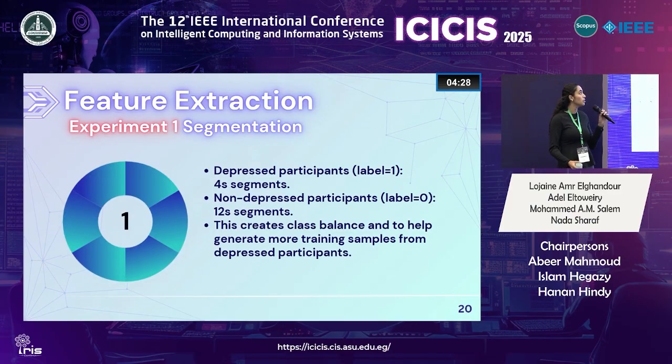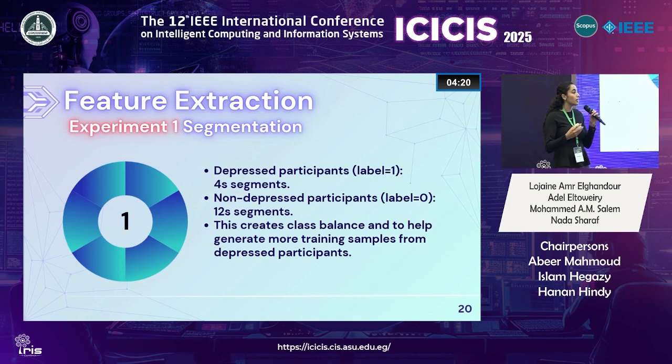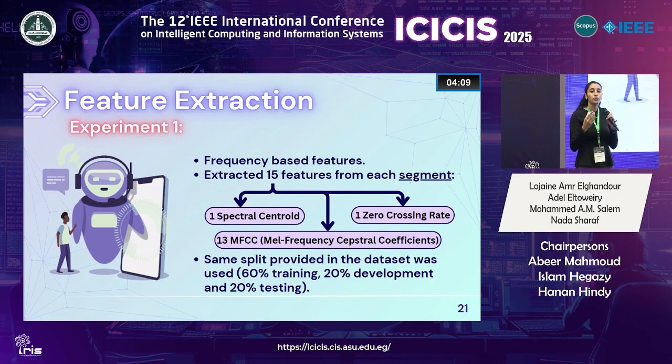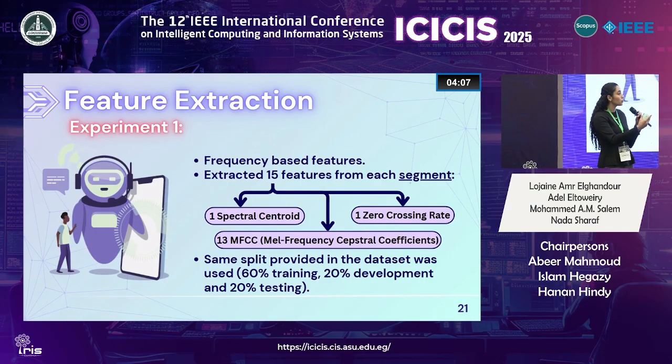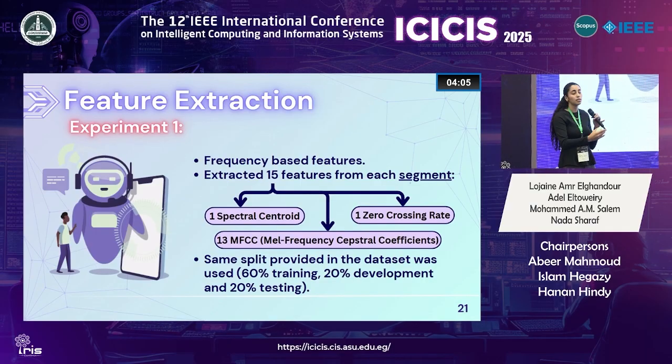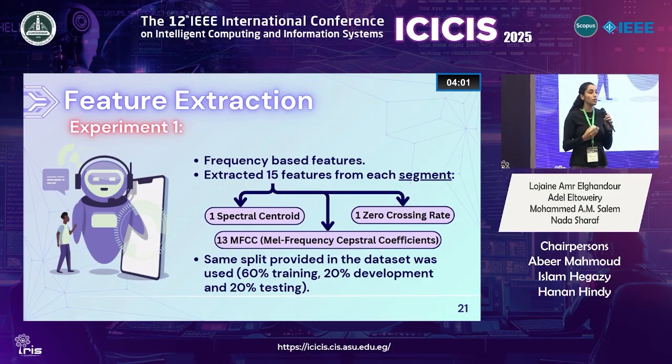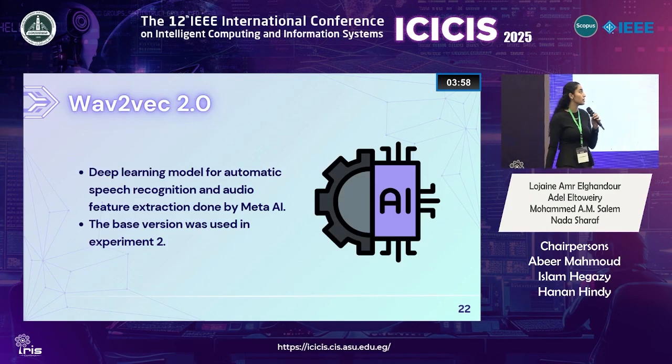Okay, so after that comes the feature extraction phase and a part of it which is the segmentation. So I've made a 4-second segmentation for the depressed participants and then a 12-second segmentation for the non-depressed participants as an attempt to create more training samples of the depressed participants and to try and create more class balance. Then I've done the frequency-based feature extraction where I've extracted 15 features from each segment, 1 spectral centroid, 1 zero crossing rate, and 13 MFCCs. And then I use the same split provided in the dataset, which is 60% training, 20% development, and 20% testing.